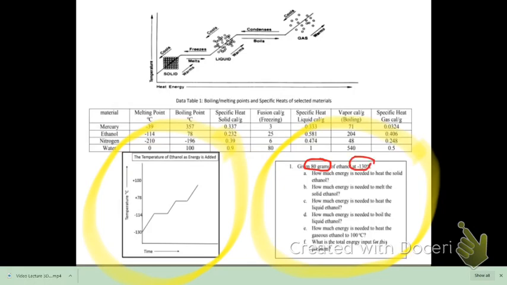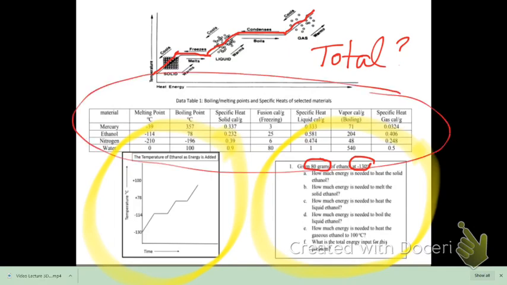And then we ask you questions about how much energy is necessary to heat up the solid, how much energy is necessary to melt the solid, how much energy is necessary to heat up the liquid, how much energy is necessary to boil the liquid, how much energy is necessary to heat up the gas, and then what is the total amount of energy that was used to do this heating. Whether we go from gas all the way back down to solid or solid up to gas, we're still going to use the data that happens to be in this chart.